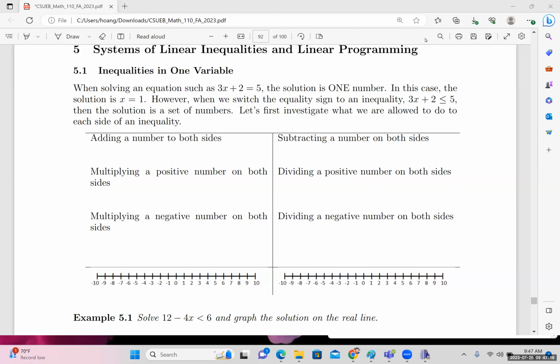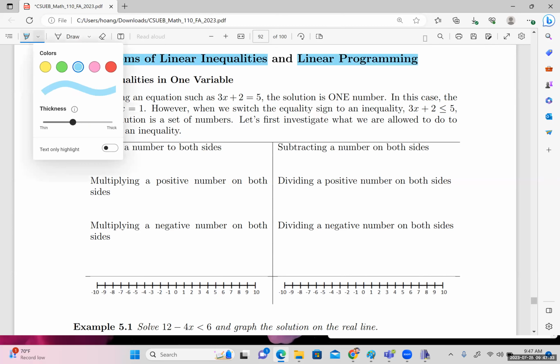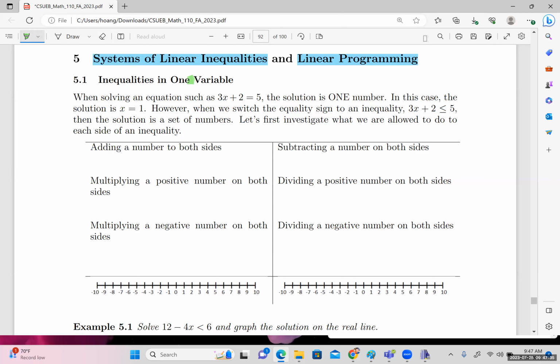Okay, so we have come to chapter 5 now, and we talk about systems of linear inequalities and linear programming. In each chapter, we're going to have sections, and this is section 5.1. We're talking about inequalities first. Let's have a quick look at that.